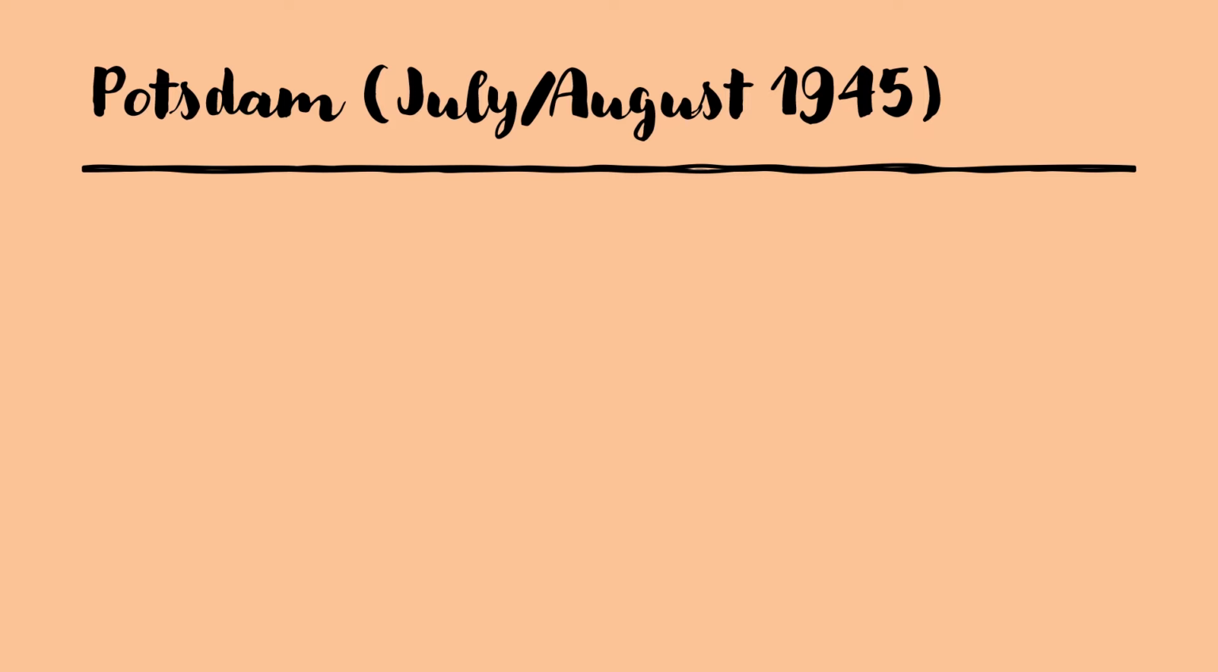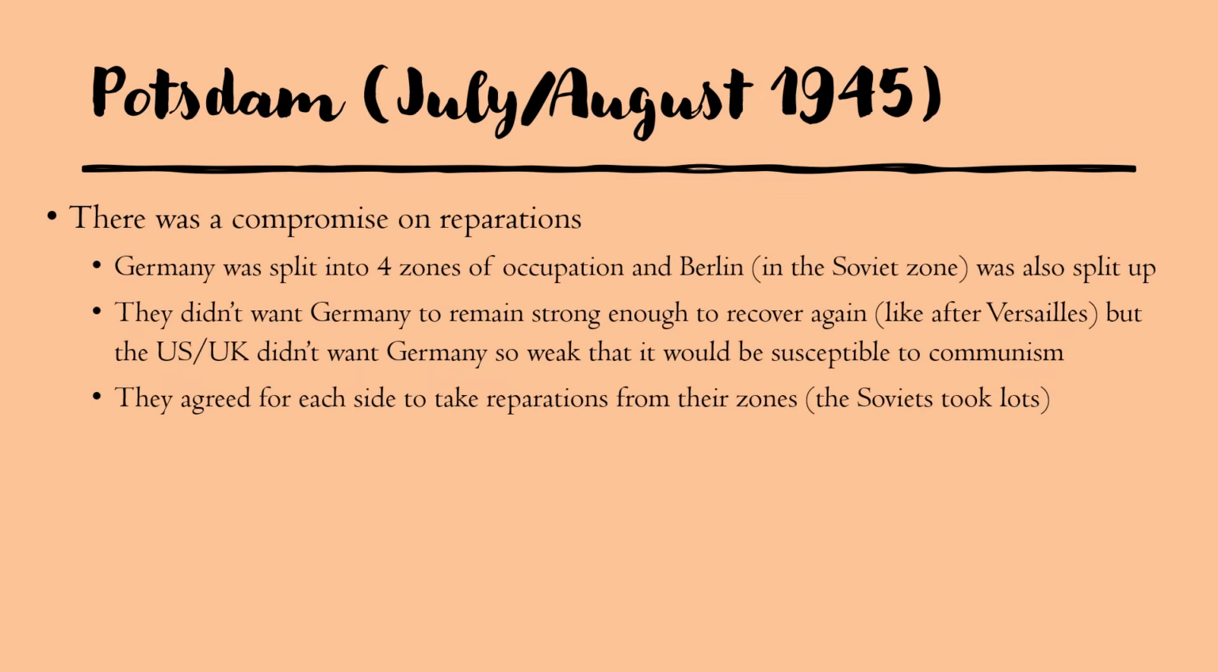The final conference then is the Potsdam Conference, which happened in July and August of 1945. So by this time, the war's over and relations are starting to deteriorate between the two sides. So the first effect was that there was a compromise on reparations. As we saw, Germany was split into 4 zones of occupation. They agreed on that. Berlin, which was originally in the Soviet zone, because it was such an important capital, it was so symbolic, they all wanted a share of that. So they agreed to split up Berlin as well. So Berlin also had 4 different zones.